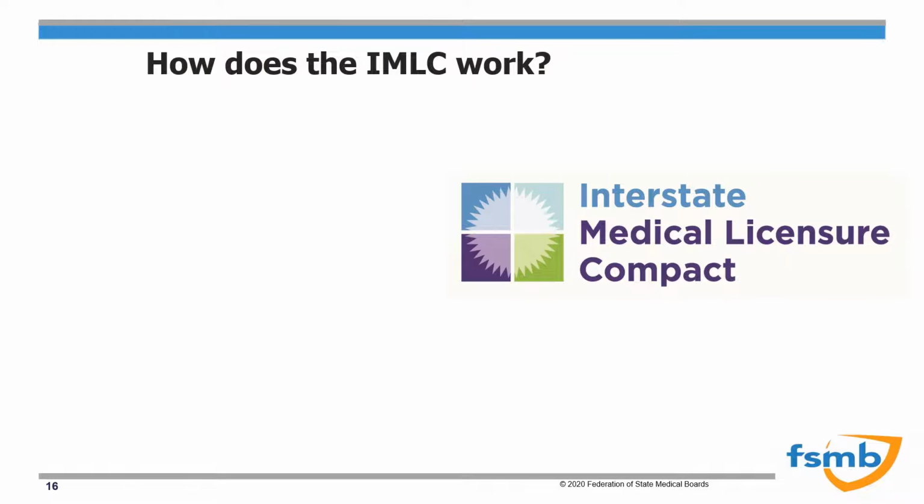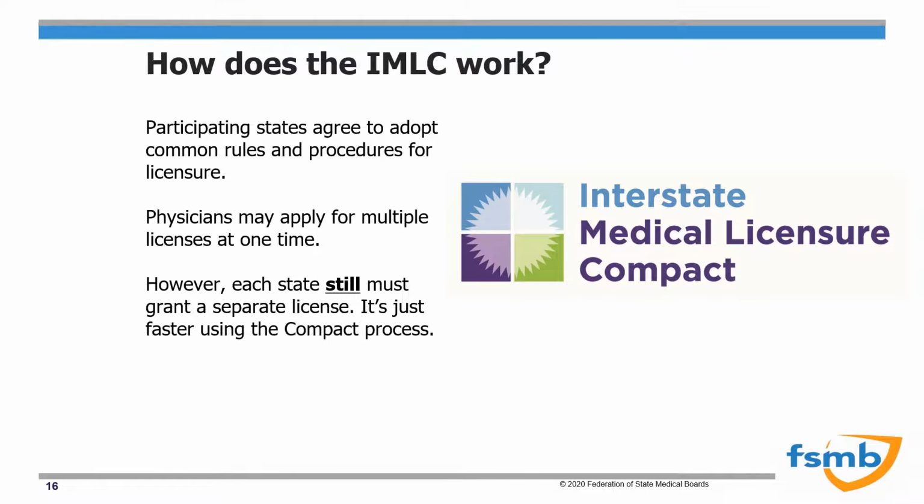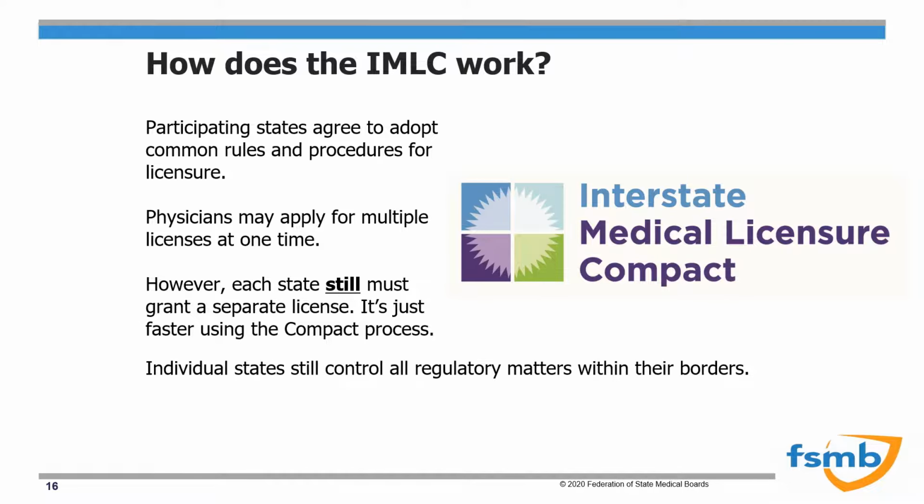States participating in the compact formally agree to adopt common rules and procedures that streamline medical licensure. This reduces the time it takes for physicians to obtain multiple state licenses. Physicians are able to apply for multiple licenses at one time, though each license is still issued by individual states or territories. The compact speeds up the licensing process, but each member state maintains its own authority and control over the practice of medicine within its borders. Participating states retain the authority to issue licenses, investigate complaints, and discipline physicians practicing in their state.